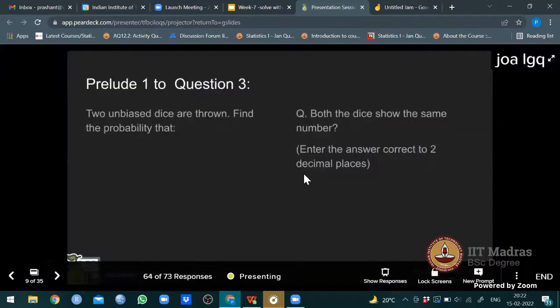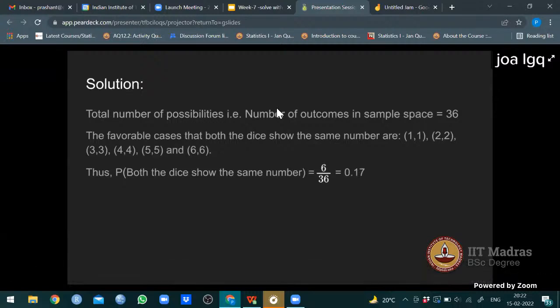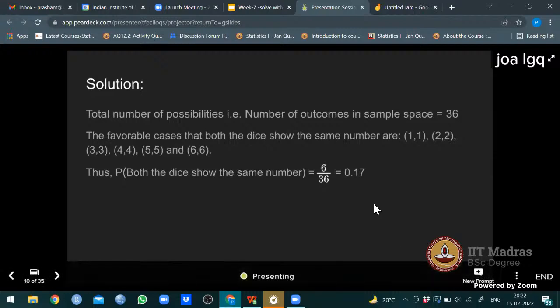See, the question is: both the dice show the same number. Suppose, total number of possibilities means, what will be the sample space? 36, right? And on both dice the same number will be 1 1, 2 2, 3 3, 4 4, 5 5 and 6 6. So this is nothing but your answer C. Total number of cases is 36 and your favorable cases is 6. So it will be 6 by 36, which will come out as 0.1666. So we can round off up to 2 decimal places, which will be 0.17.